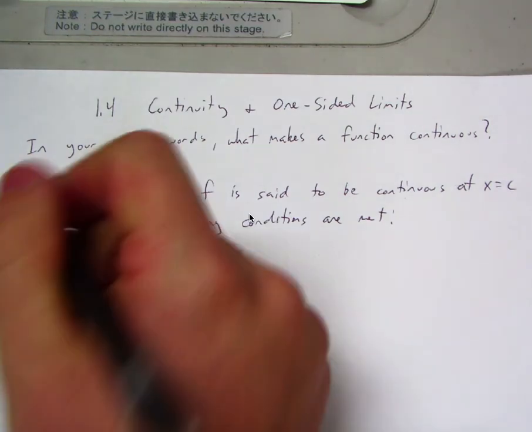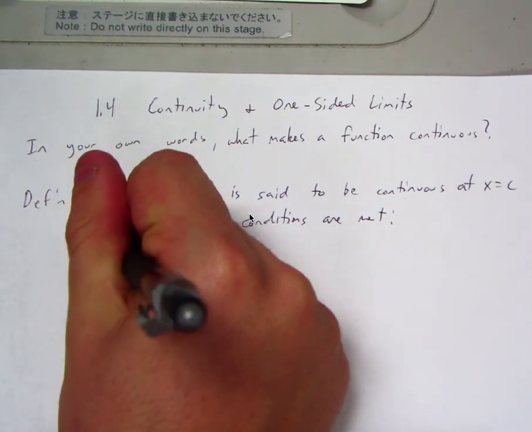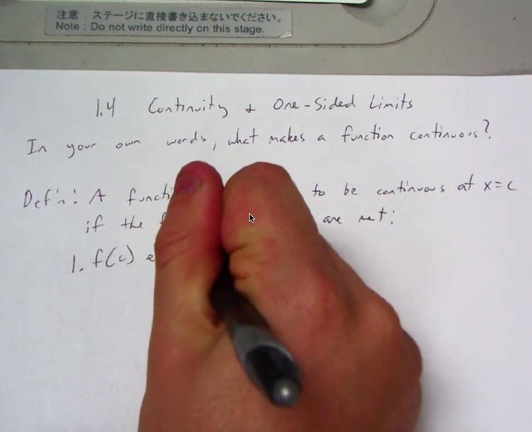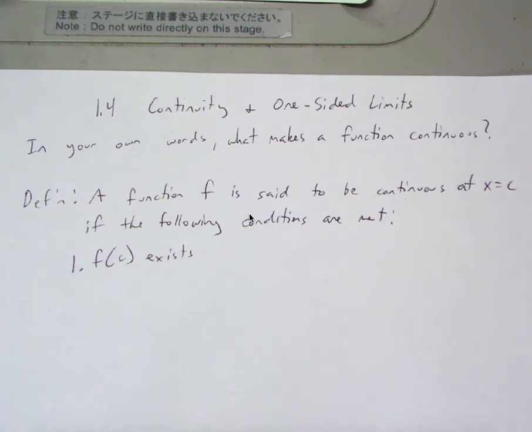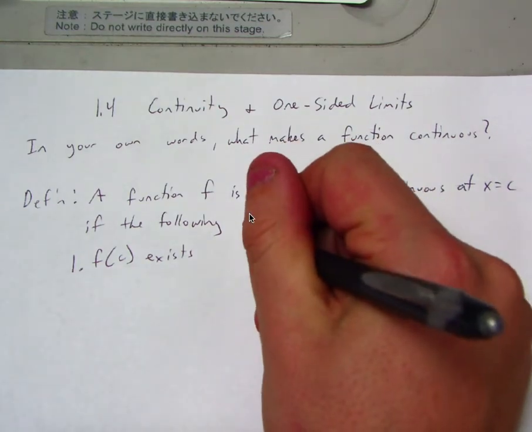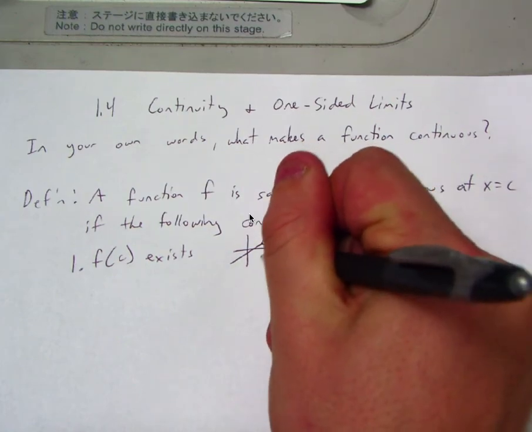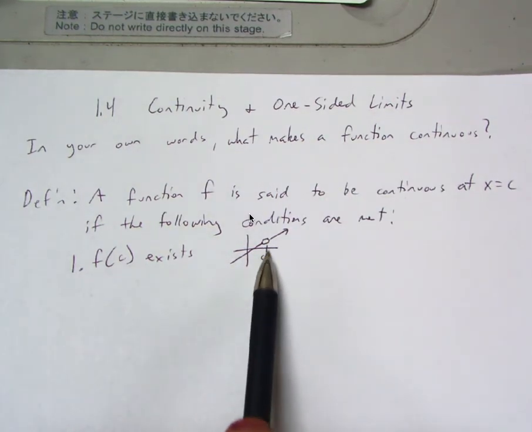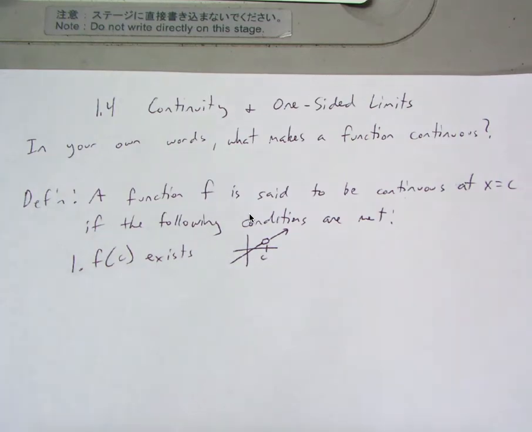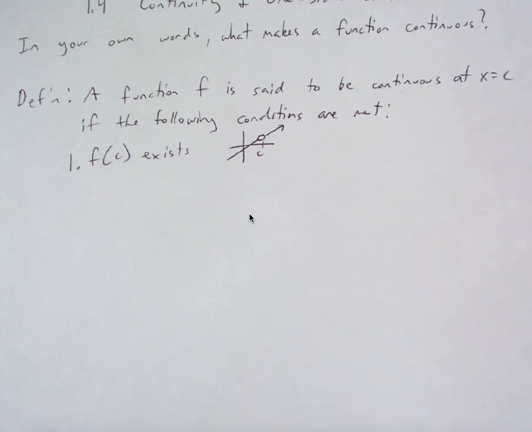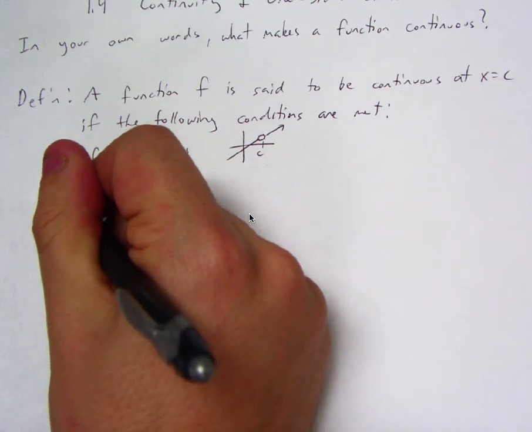Well, first of all, f of c has to exist, which makes sense. The function has to exist at that x value. So for instance, if I gave some graph like this, put a hole there and then kept going and called that c, well, the function doesn't exist at c. Therefore, it wouldn't be continuous at c. So the y value has to be there. So that's condition number one. It's pretty intuitive. Okay. Well, that's not the only thing that has to be true. There are two other conditions.